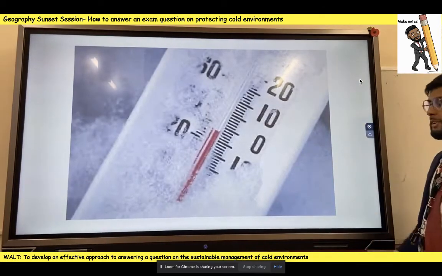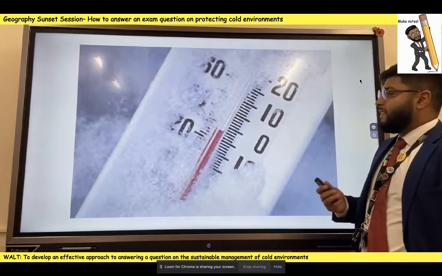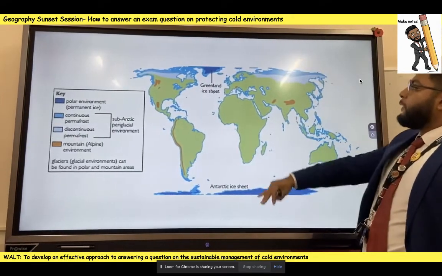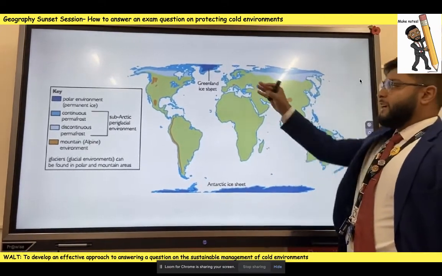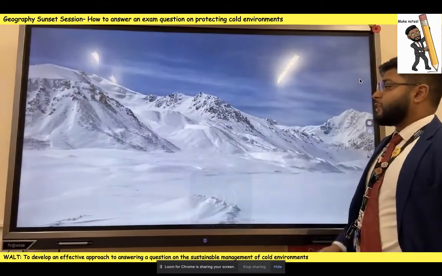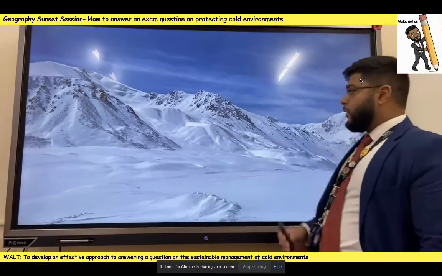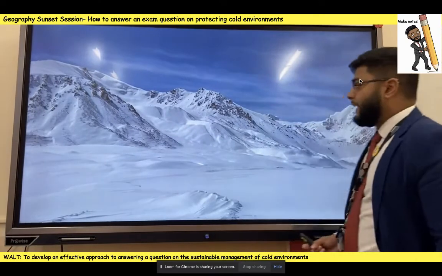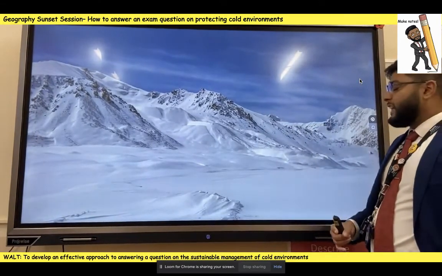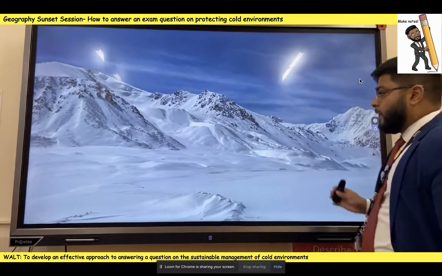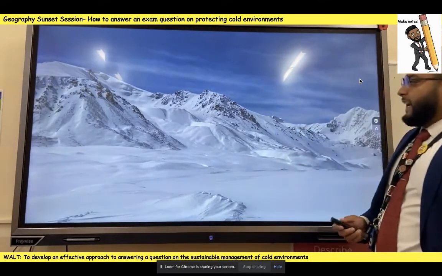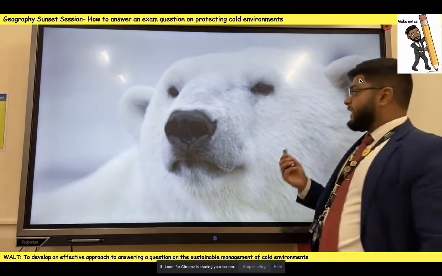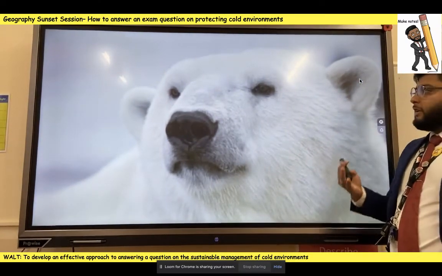Characteristics of cold environments. A cold environment is just a place where the temperature is at or below 0 degrees for a long period of time. There are 2 types: polar environments, which are a bit more extreme, and tundra environments, which are less extreme. In a polar environment, temperature can get as low as minus 50 degrees Celsius. As a result, the ground is permanently frozen, so you don't get much vegetation. You only really get mosses and lichens, and very little precipitation. An animal that's really well adapted is a polar bear. It has white fur to camouflage from its prey.